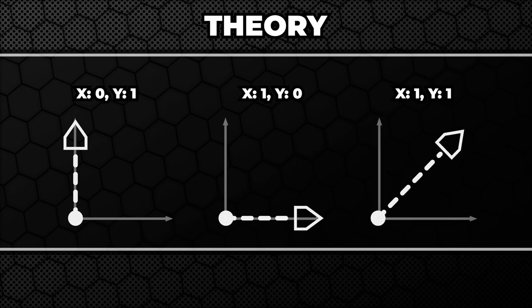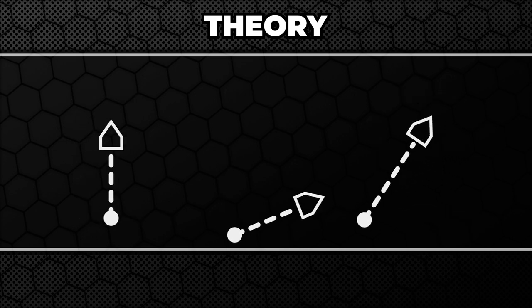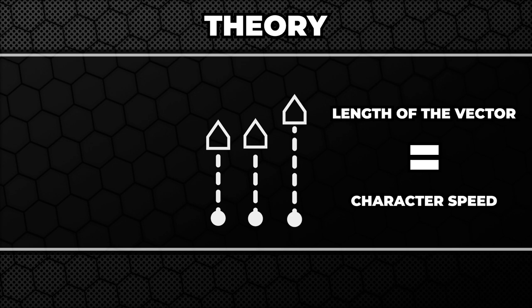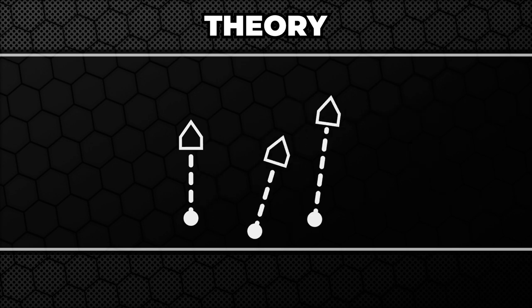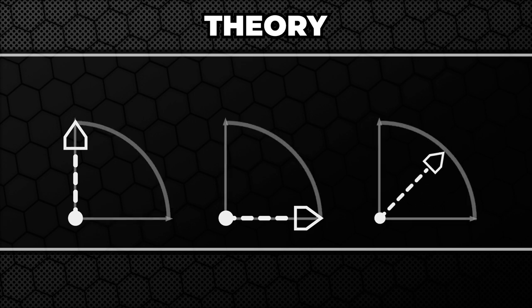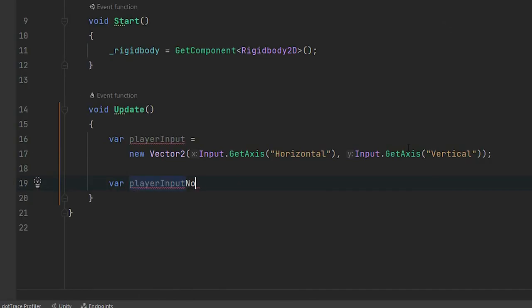On first glance, everything looks alright. But if we compare the lengths of the vectors, then we see we have a little problem. When moving diagonally, our character will move a little bit quicker. To fix it, we can normalize our input vector. Unity will do a little bit of magic for us and ensure that whatever the direction is, the length of the vector will always be the same. Good, let's get back to implementation.